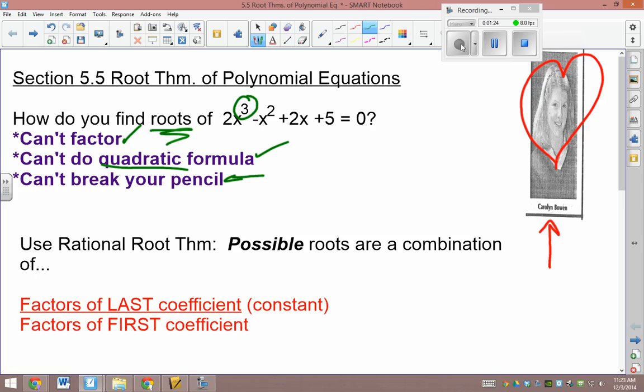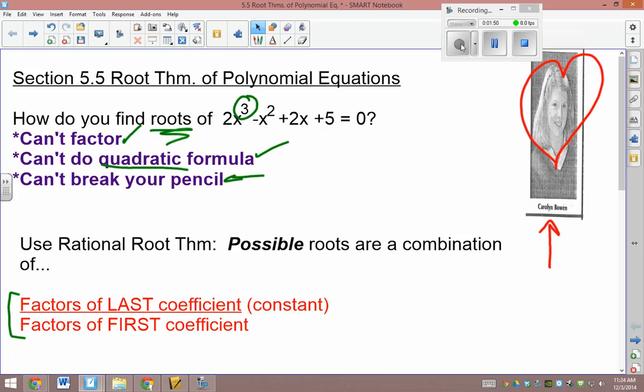So we need something else. I like to call this the last resort method because it is pretty lengthy, but we do need it sometimes to be able to solve polynomials. So we're going to use that rational root theorem. What we do is we list the possible roots, and the possible roots are a list of factors of the last coefficient or the constant divided by the factors of the first coefficient.